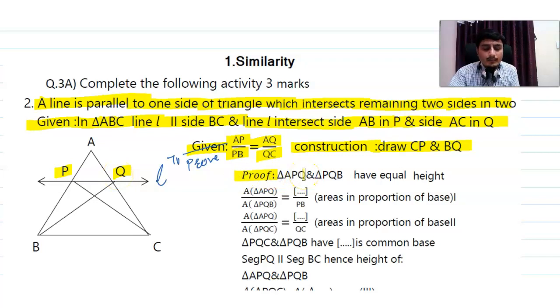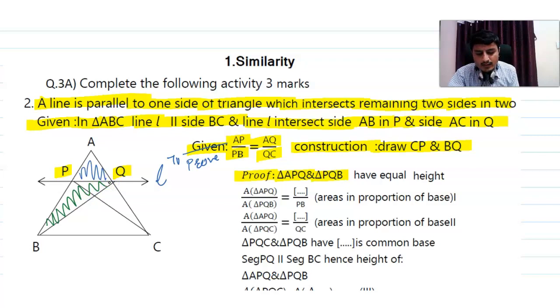It is of the form triangle APQ. Look at the triangle APQ, this uppermost blue shaded triangle, and the triangle PQB. Look at the triangle PQB, this green shaded triangle. We have the triangle PQB.